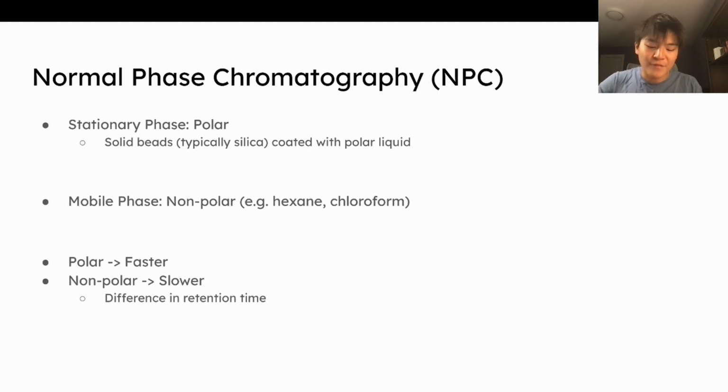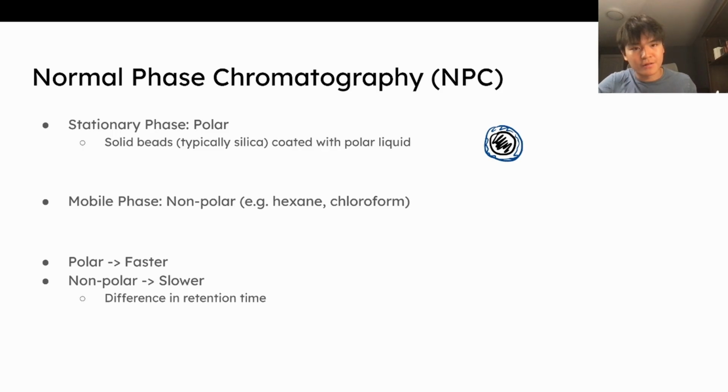Next up is normal phase chromatography. This is usually never discussed, but it leads into the next one. The stationary phase is solid beads, usually silica or something, and these beads are coated with a liquid that is polar.